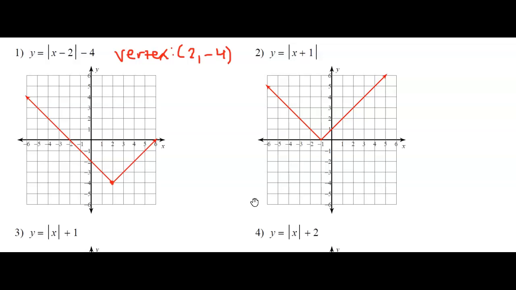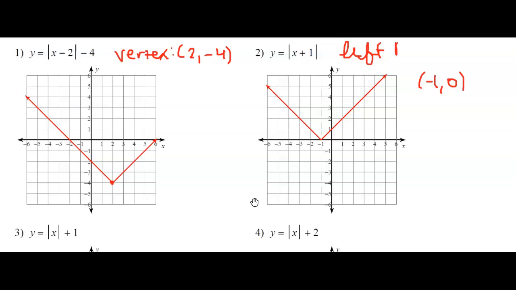Number 2, that positive 1 inside tells me that my graph is going to the left 1 unit. And my vertex then becomes (-1, 0). My domain is always all reals, and my range is y greater than or equal to 0. What's changing is your range if the graph is shifted one direction or the other.